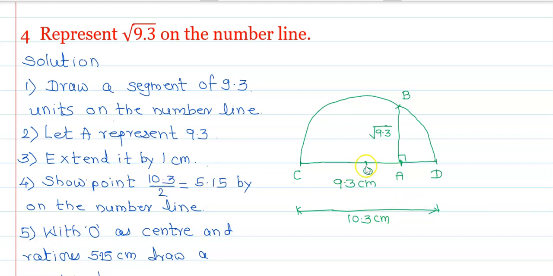Then take the center O with the CO as a radius and draw the semicircle. Again, draw the perpendicular through the point A. It intersects the semicircle at the point B, and this is nothing but the root of 9.3. Okay.